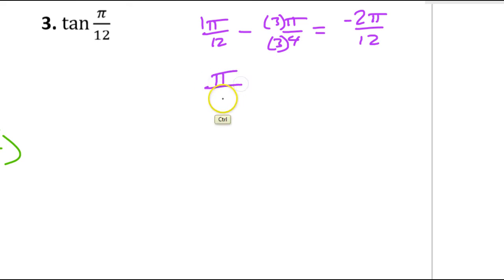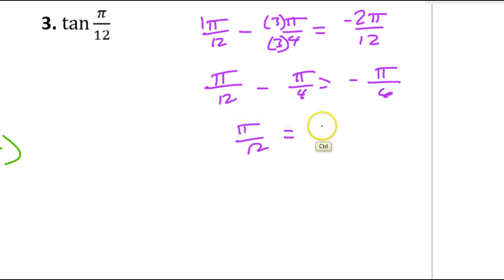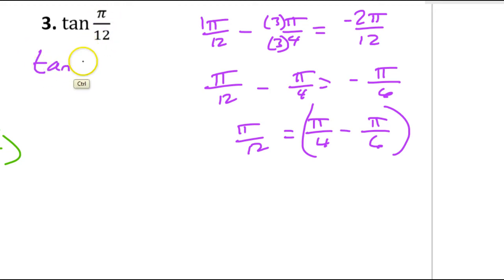Now if I reduce everything back down, I've got pi over 12 minus pi over 4 is equal to negative pi over 6. Adding pi over 4 to both sides gives me pi over 12 is equal to pi over 4 minus pi over 6. So I can make this substitution. So I can write, instead of tangent of pi over 12, this should be the same thing as the tangent of pi over 4 minus pi over 6.